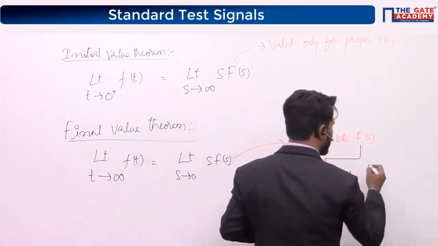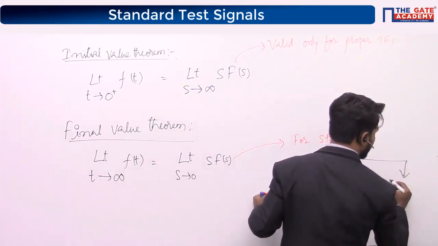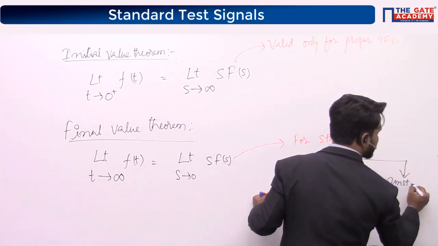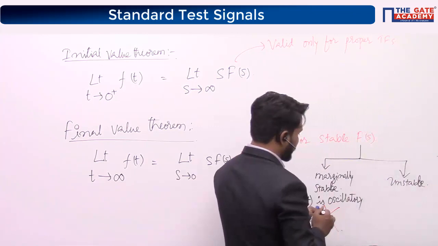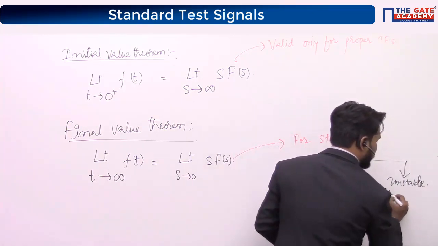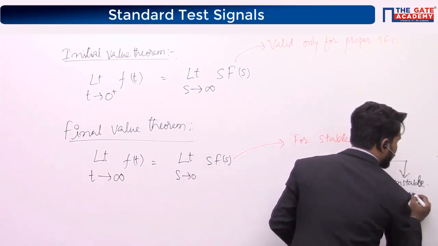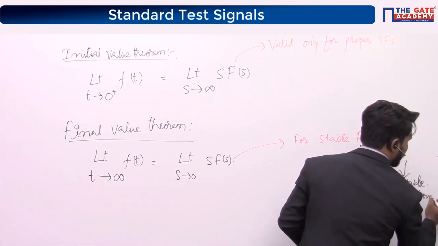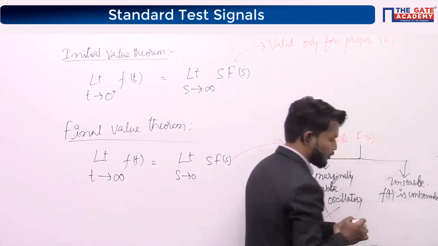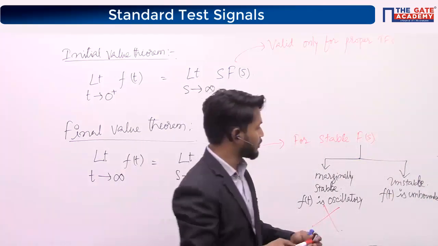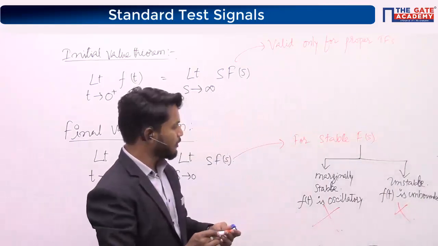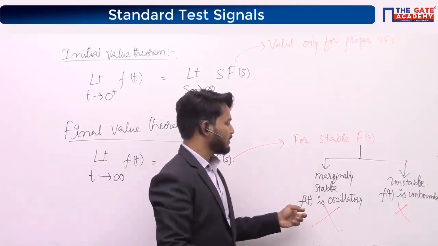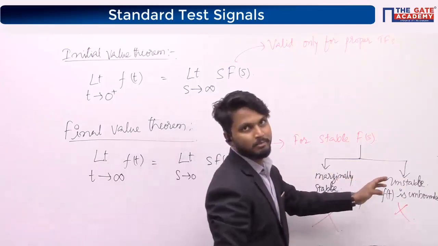Even if it is unstable, when it is unstable, f of t is unbounded. Even then that is not valid. So this is not valid in the case of F of s being marginally stable or unstable.